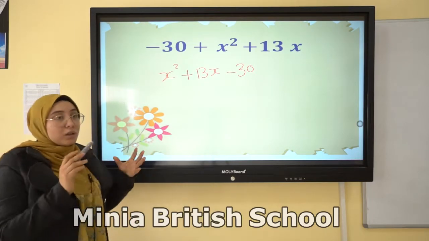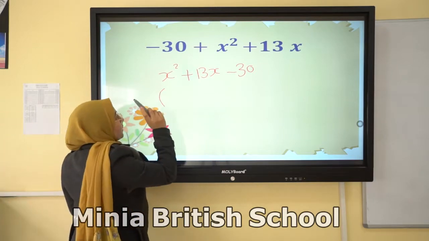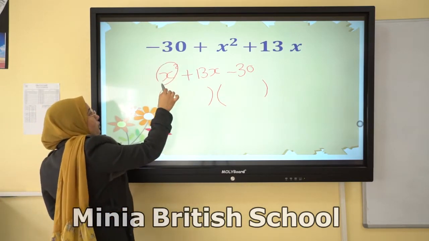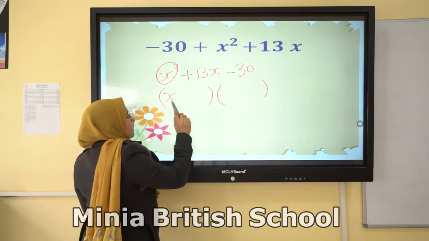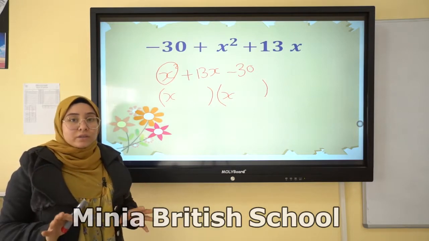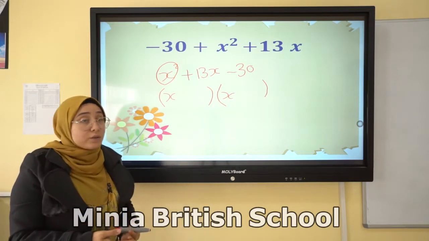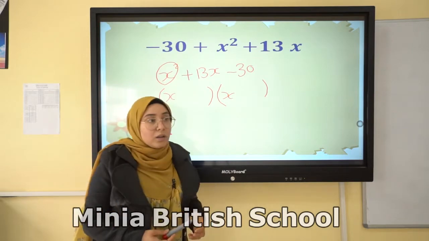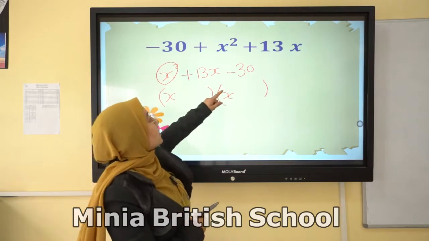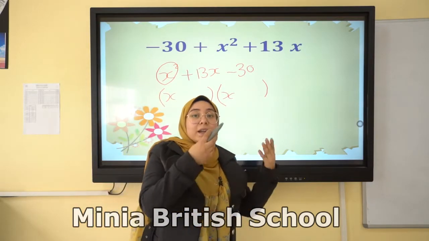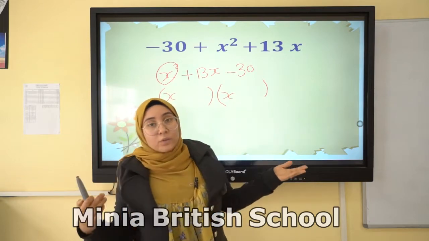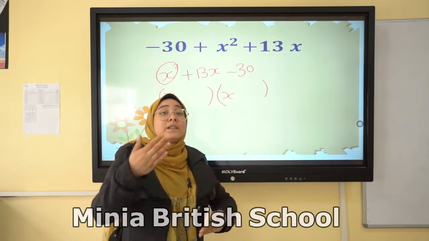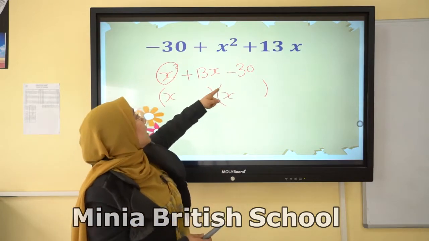Now, what do I need to do? First step, write two pairs of arcs. Second step, factorize x power 2 to x times x. Third step, search for two numbers whose product is 30 and whose difference equals 13. Why did I say difference? Because the sign of the third term is negative. So I said difference. But if it's positive, I said sum. Okay?